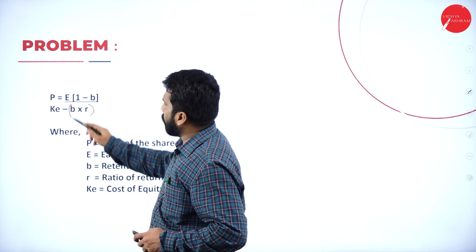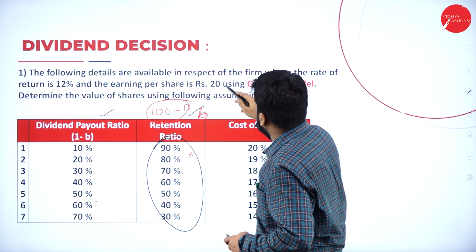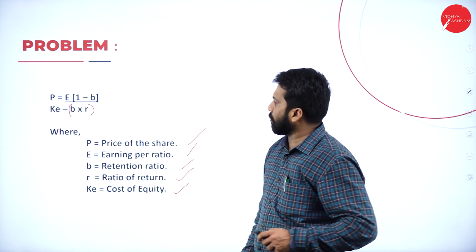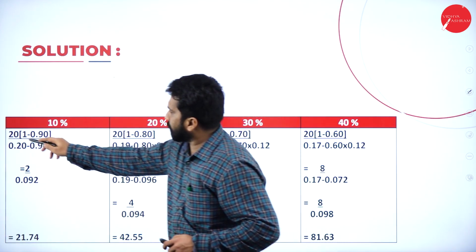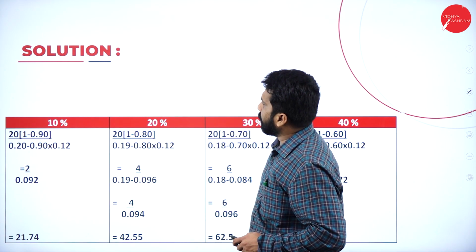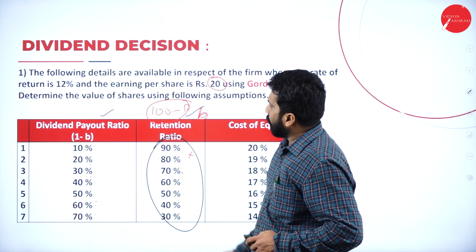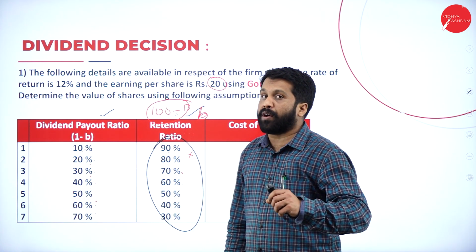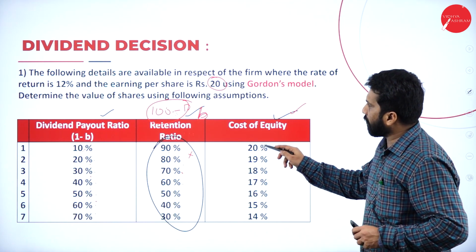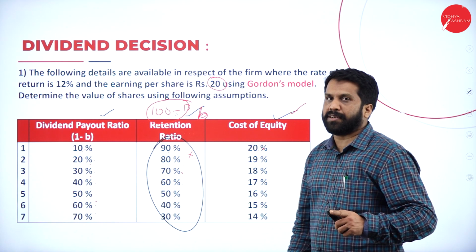Now, in the formula, first one is what? E, earning. As per question, earning is how much? 20. So, write earning as 20. Then after this 1 minus B. Now B is what? 90%. 90% we can call it as 0.90. Cost of equity 20%. Return is 12%. Clear? Yes.